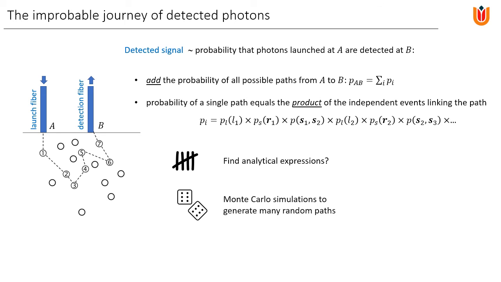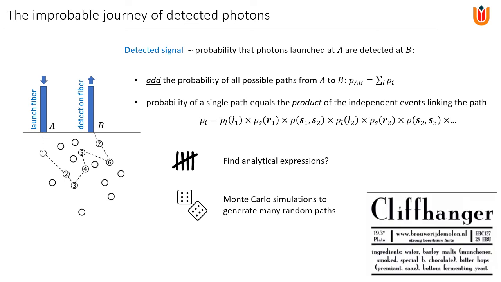So the question is, can we find analytical expressions using this approach? In some cases we can. And of course, finally, this is exactly the reasoning behind Monte Carlo simulations, trying to simulate as many random photon paths as possible, so that in the end we actually calculate the probability that photons launched at A are detected at B. And so in the end we calculate the detected signal. But that's for later.